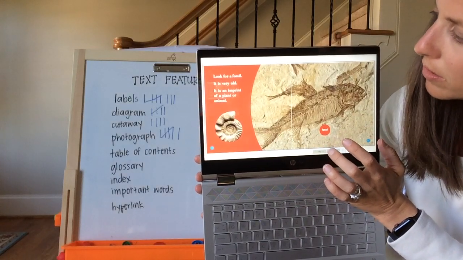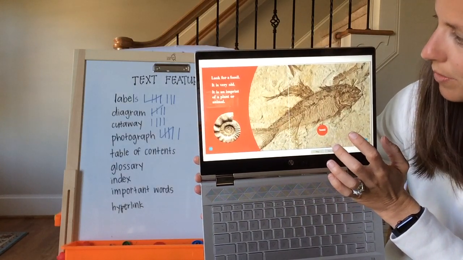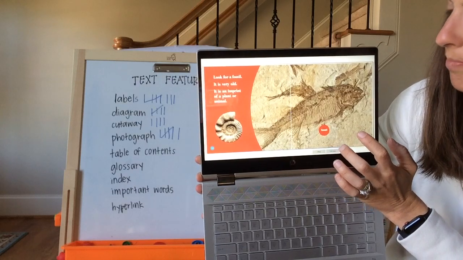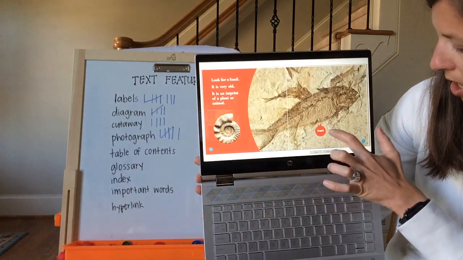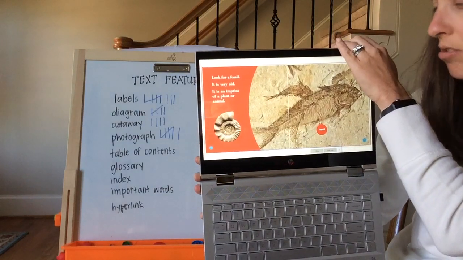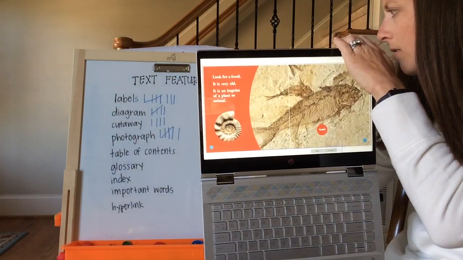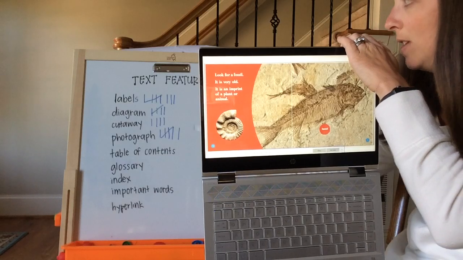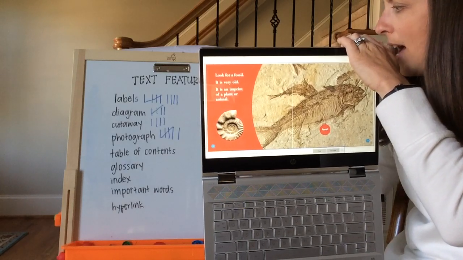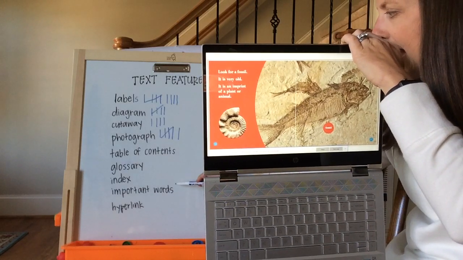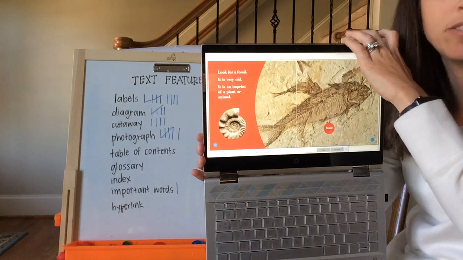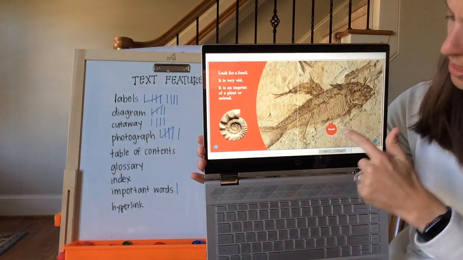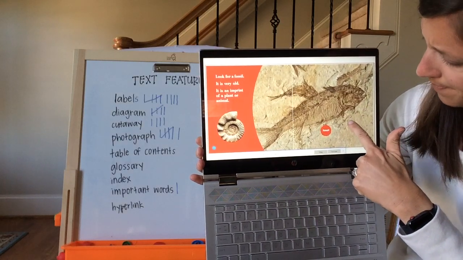Look for a fossil. It is very old. It is an imprint of a plant or animal. Oh wow, I see a fossil. I see the word fossil, and it's a label, so I see a label. I'm also going to put that as a tally by important words because it kind of stands out to me, like the author wanted me to know that fossil was an important word.